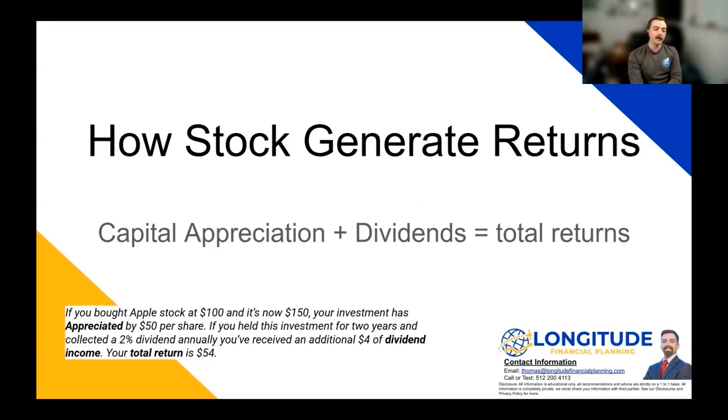So we have an example here at the bottom. If you buy Apple stock at $100, now it's $150, your investment has appreciated $50 per share. You held it for 2 years, 2% dividend annually. So that's an additional $4 on the $50 of appreciation. So your total return is $54 on that stock position.